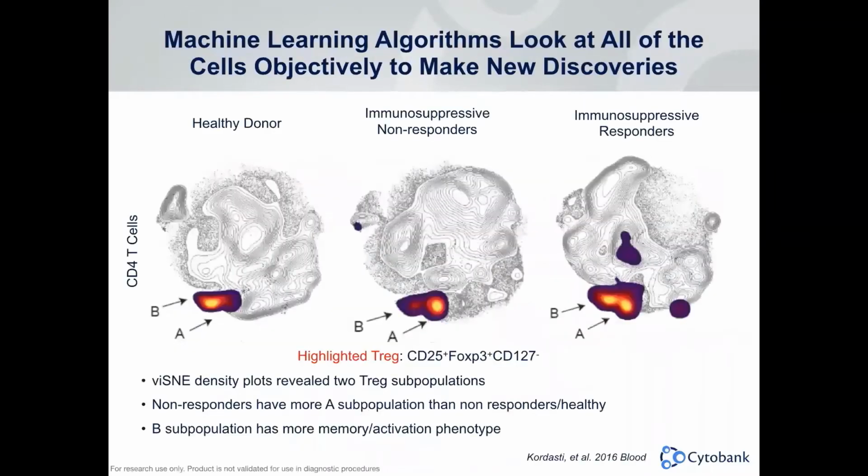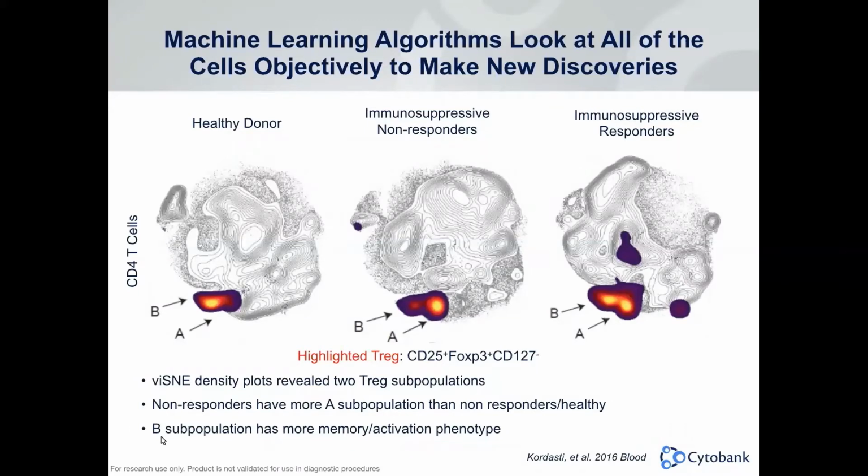Here's another example of how viSNE can be used to answer your scientific questions. This is a paper published by Shram Kudasky in the Blood journal. The viSNE map was used to identify Treg subsets between patients with different responses to treatment. Some are responders and some are non-responders. The viSNE was performed on the CD4 T cells. The highlighted region here is the Treg subsets, indicated by CD25 positive, FOXP3 positive, and CD127 negative.